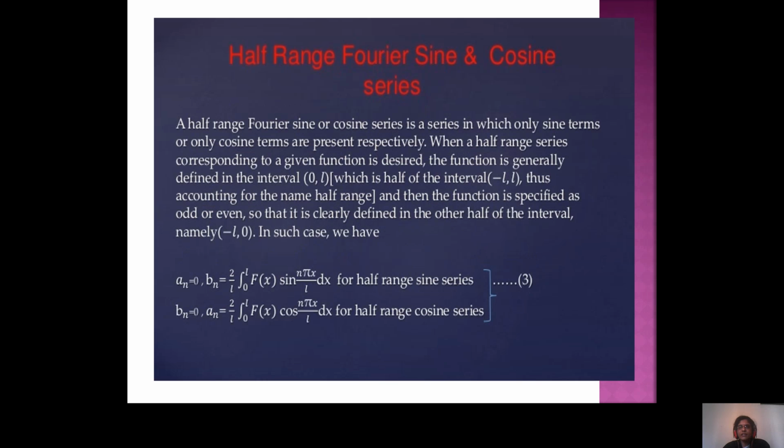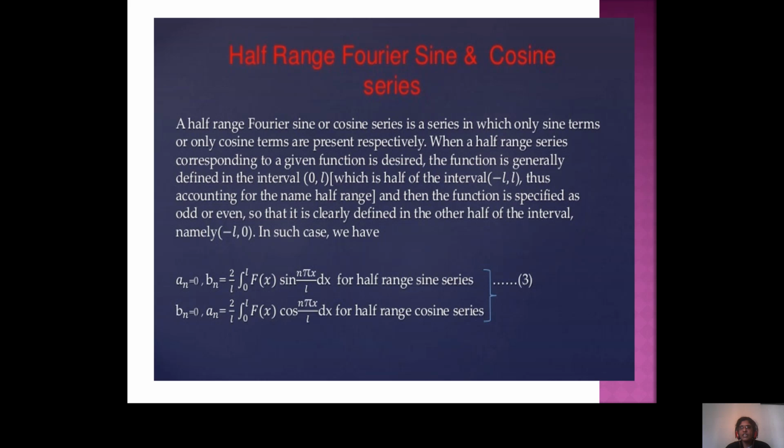Another thing, there are the half range Fourier sine and cosine series. A half range sine and cosine series is a series in which only sine terms or only cosine terms are present respectively. So in a half range series there is only sine or only cosine terms present in the series. When a half range series corresponds to a given function, the function is defined in the interval 0 to L, which is half of the interval minus L to L, thus accounting for the name half range.